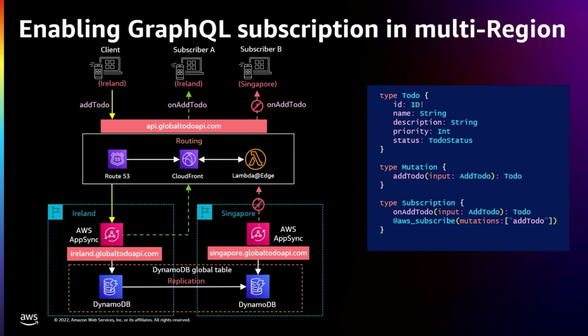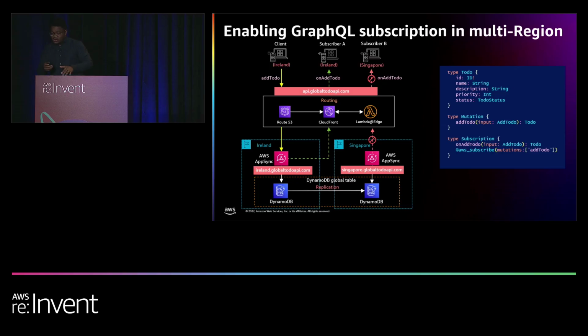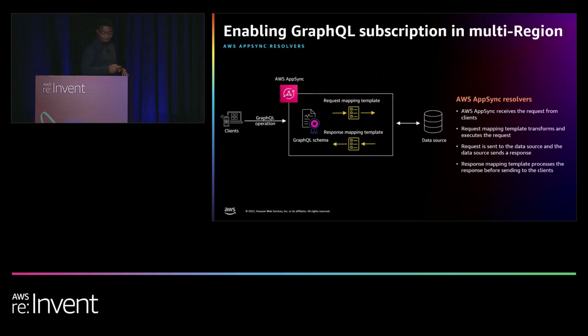But because the subscriber in the Singapore region is not connected to the AppSync endpoint in Ireland, it will not receive the notification. So the challenge we have here is how do we enable multi-region subscription irrespective of the AppSync endpoint the subscribers are connected to? Let's go through the concept of resolvers and see how we can solve this.